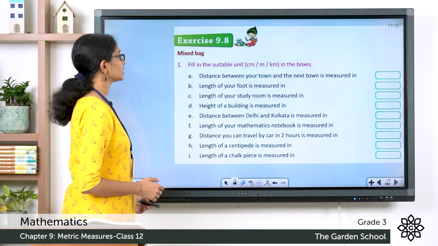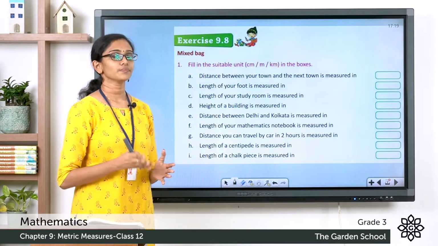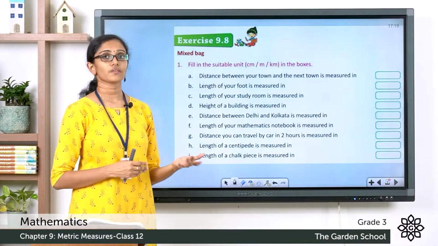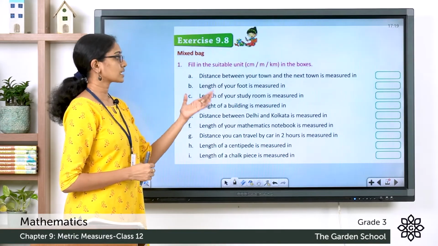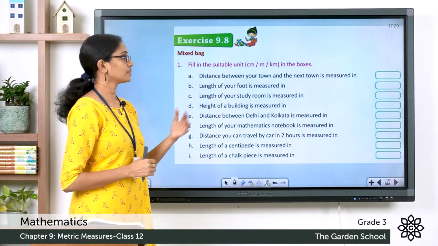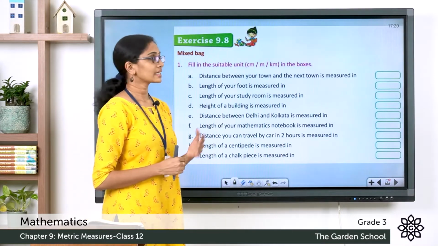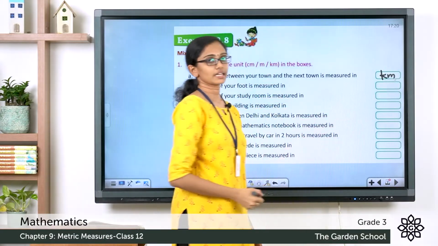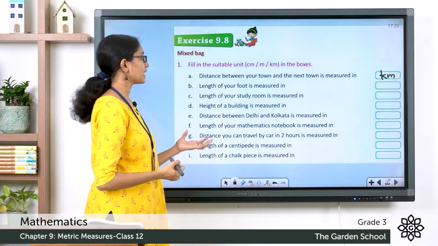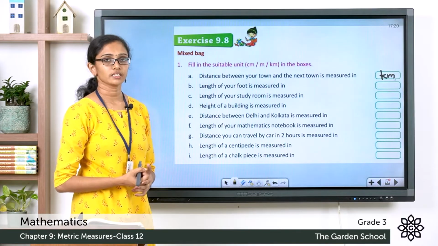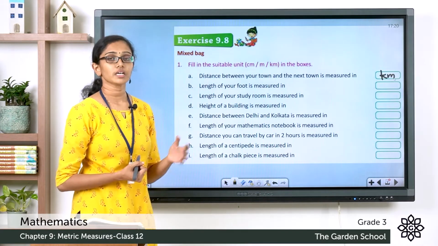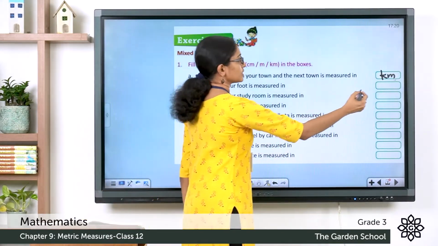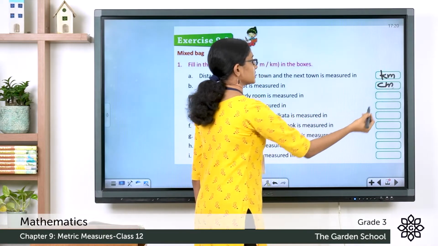So the first question, you have to choose the correct unit, the possible unit for the question given here. Distance between your town and the next town is measured in. Can it be measured in centimeters or meters or kilometers? The distance between two towns can be measured in terms of kilometers. So you can write kilometer here. Now what about the next one? Length of your foot is measured in. Is it measured in centimeters, meters or kilometers? Length of your foot can be measured in terms of centimeters. So you can write centimeter here.